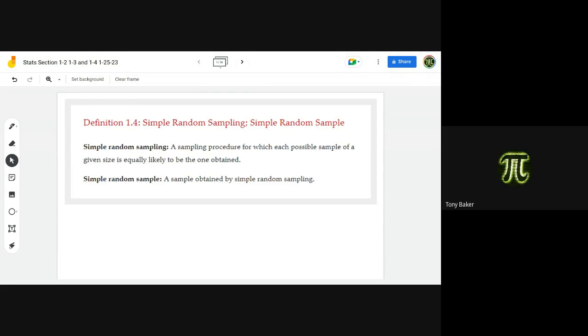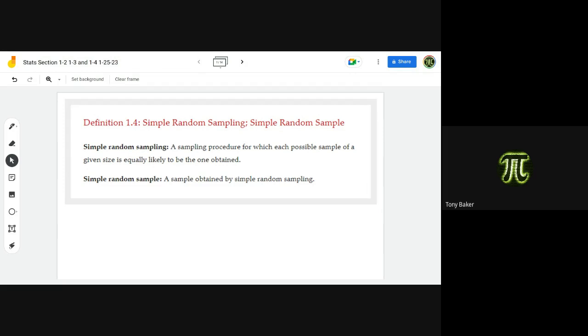So we're gonna finish off chapter 1 actually today. Don't worry, it's not nearly as bad as it sounds. We're gonna look at section 1.2, 1.3, and 1.4, which basically all are wrapped up around random sampling and how you choose the people that you're going to survey to get the actual good data.